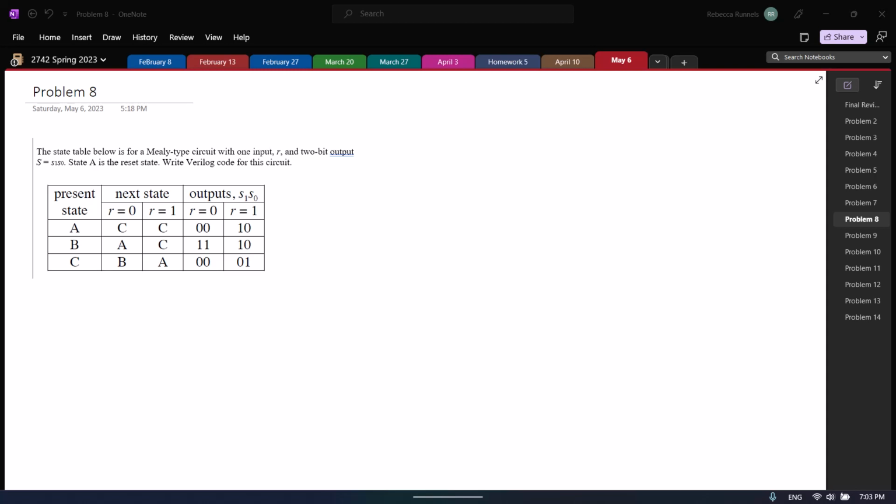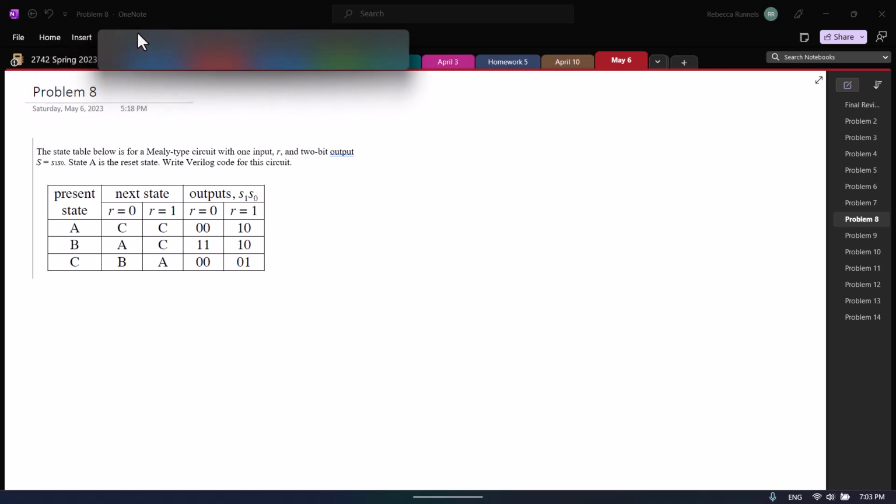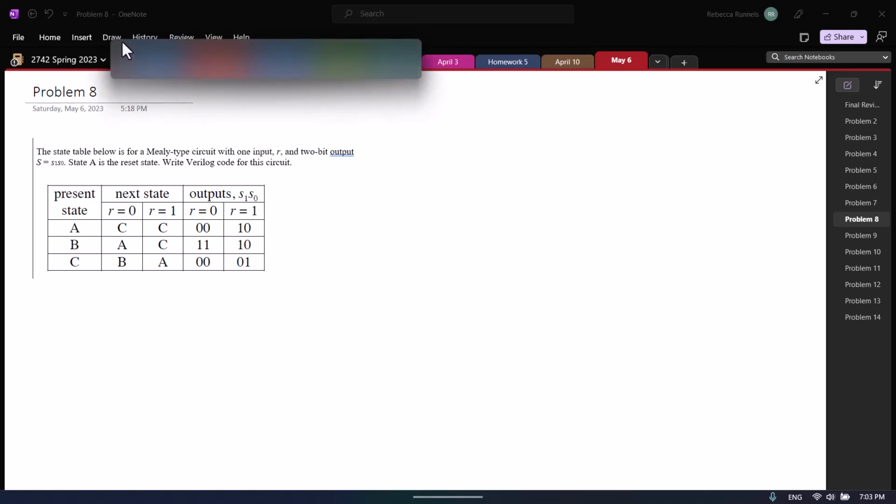With one input R, 2-bit output, S equals S1, S0. State A is the reset state. Write Verilog code for this circuit. Okay, so we are not drawing the circuit. We're doing Verilog for it instead. So module, give it a name.